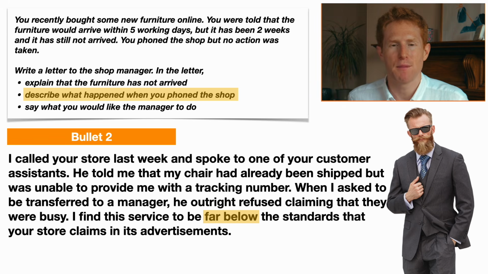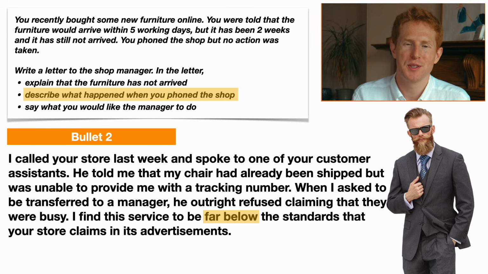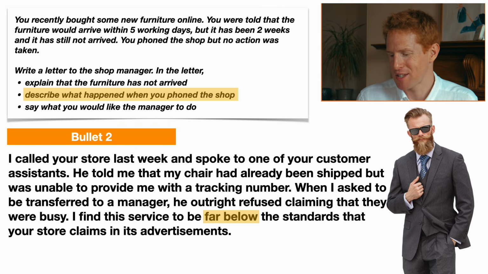I find this far below the standards. We're getting a little bit emotional. We don't really need to say things like far below the standards, but we're kind of showing off here, and we're almost getting ourselves into a mindset where we're very annoyed about this armchair not arriving.